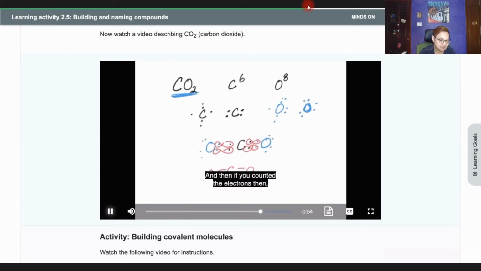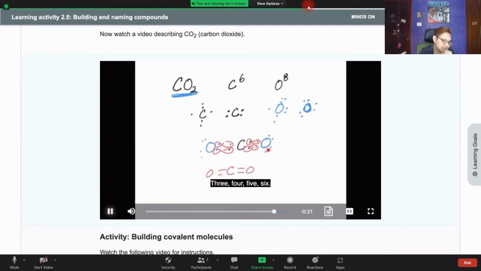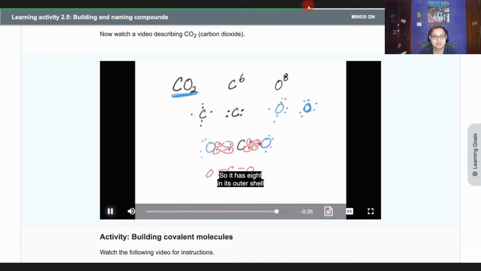If you counted the electrons, since they're sharing them, carbon has the 1, 2, 3, 4 black electrons that it had before, but then it also has the 2 from oxygen over here, so 5, 6, and then the 2 from over here, 7, 8. So it has a full 8 electrons in that outer shell now that it's sharing. Let's take a look at oxygen. It has the 2 blue it had to start, 3, 4, 5, 6, and the 2 black ones from carbon, 7, 8. So it has 8 in its outer shell, and it feels pretty stable too now.